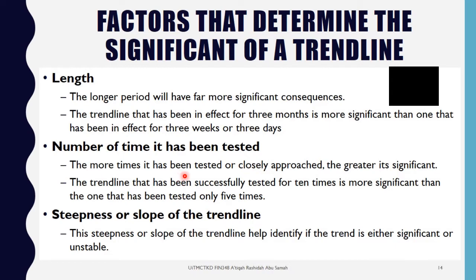And then the number of times it has been tested. The more times it has been tested or closely approached, the greater its significance. For example, a trend line that has been successfully tested 10 times is more significant than one that has been tested only 5 times. And then the steepness or slope of the trend line.